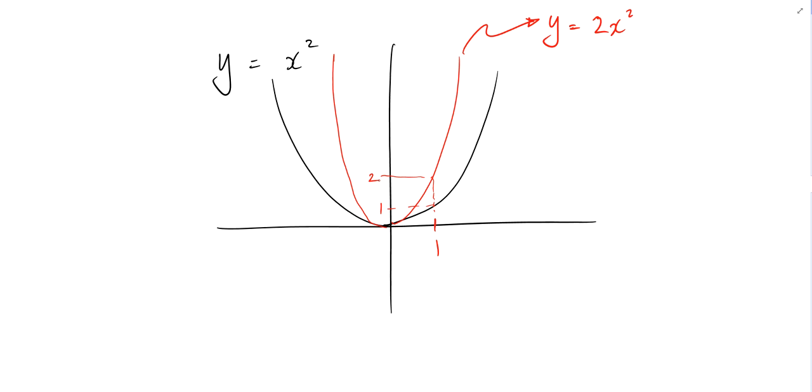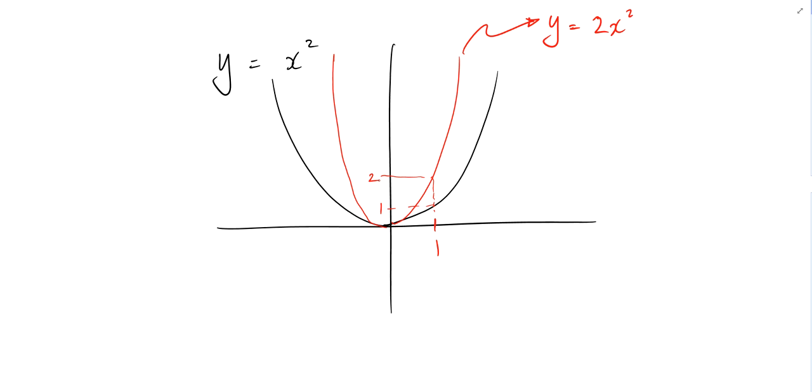We introduced a coefficient that is greater than 1. And what effect does it have on the graph? You compress it this way, right? You compress it along the x direction. Alternatively, can I describe it as stretching it in the vertical direction? Is it the same?